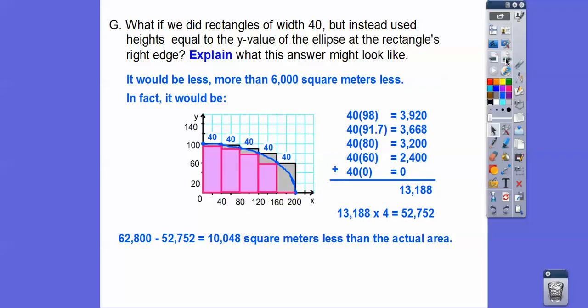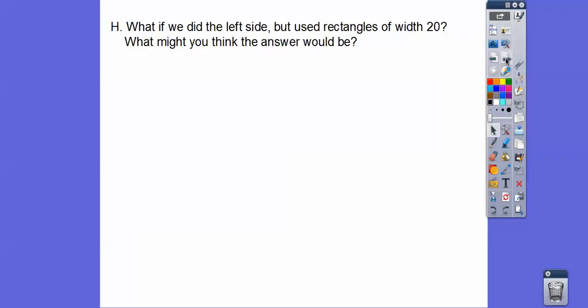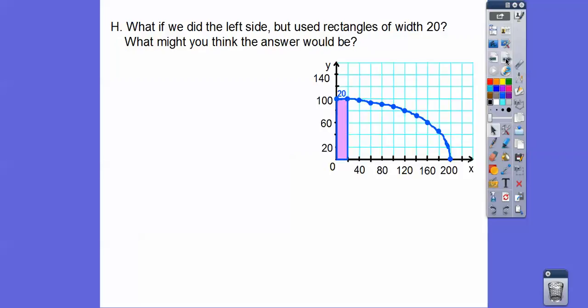Now this is what you're going to be doing when you start exploring your calculus stuff here. So what if we did the left side again, but instead used rectangles that had width of 20? What do you think the answer would be like? Do you think it's going to be more or less? Do you think it's going to be more accurate? Well, width of 20 is going to be right there, so we're using the left side again, so this height would be 100. The next one is going to be right there, and this height is not going to be that 98. We're going to have to plug in x equals 20 this time into that equation to get the height right there, and then multiply it times 20. Remember, this is 20 times the height, so 20 times 100, this one's easy.